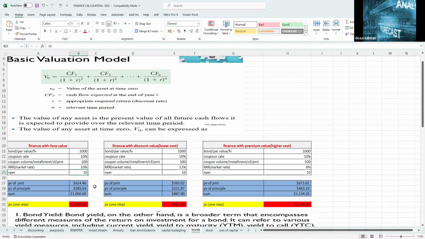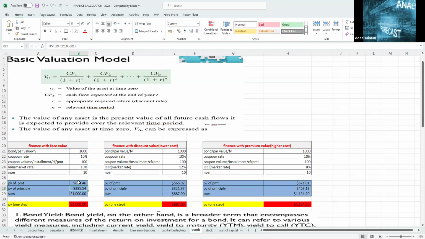So we have to do two things. Find the present value of the PMT, which is the coupon installments or payments. So we are going to use present value. As you see here, we're going to click PV, the present value. If we write it from the beginning, we write present value, and then you select the market rate, the required rate of return, the number of years, and then the PMT that you're going to pay, which is the 100, and then you click enter. This is the first part.